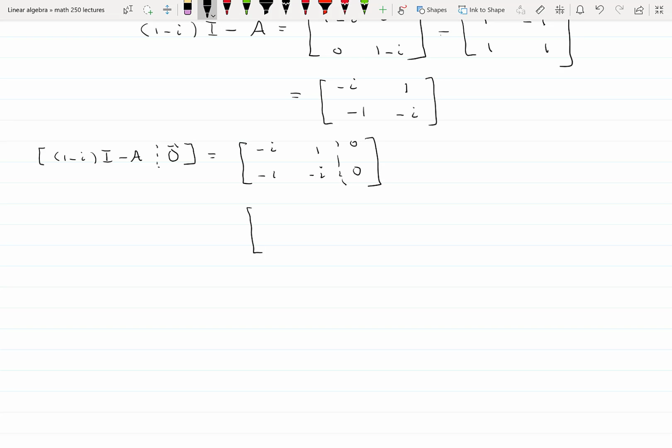So let's try to get 0 in the first entry in the second row. I'm going to take i times row 2, and I'm going to add row 1. Or am I going to add? No, I'm going to subtract row 1. Okay, subtract row 1. So I'm going to leave row 1 alone.